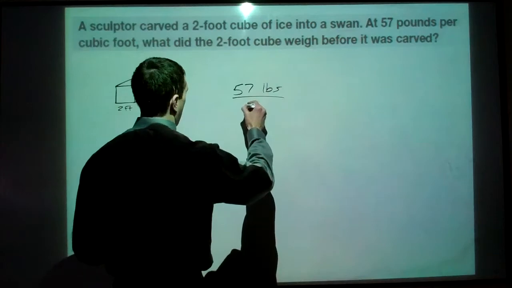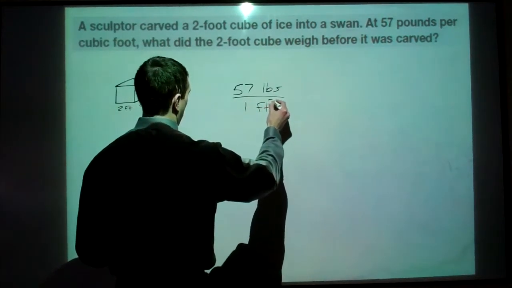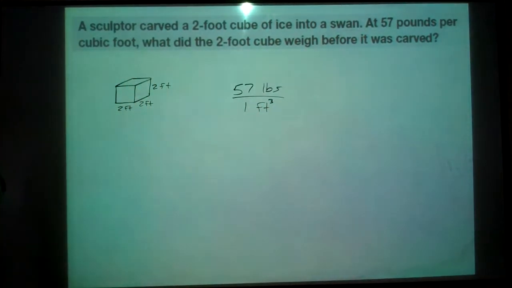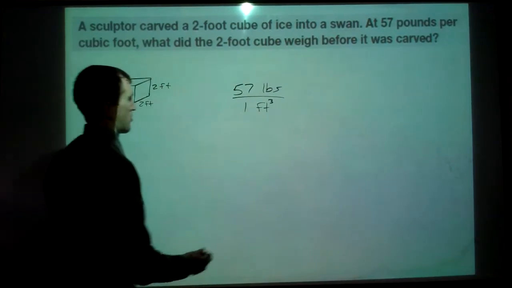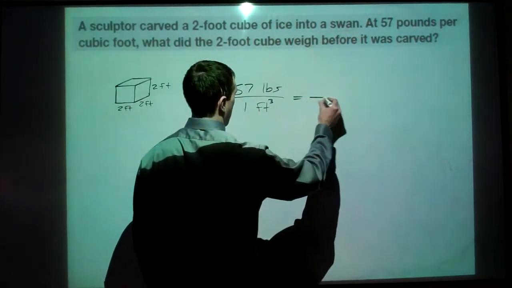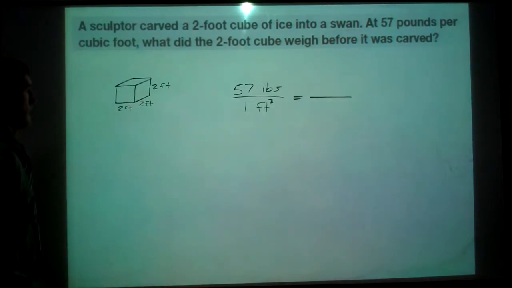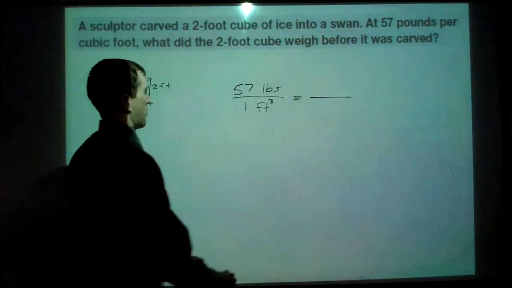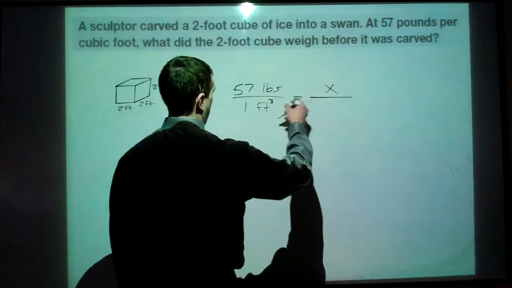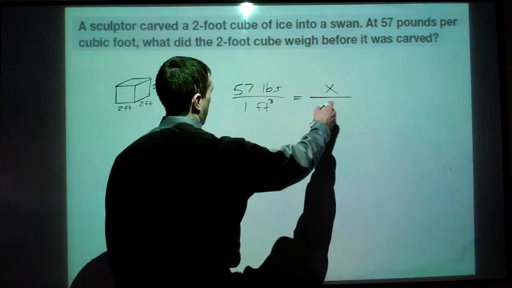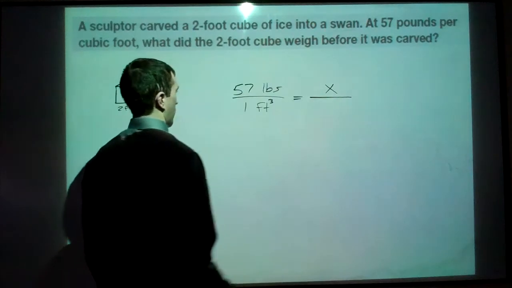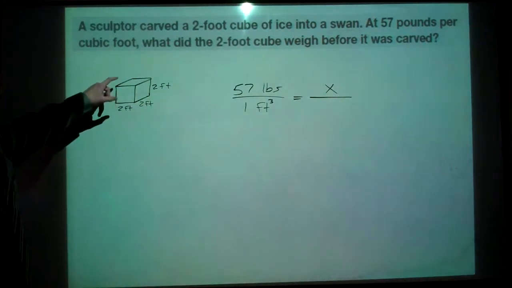It's 57 pounds per 1 foot cube. Okay. So 1 cubic foot per 57 pounds. Now we're going to set up a little proportion here to help us figure this out. We want to figure out how many pounds this will be once we figure out the volume of this.